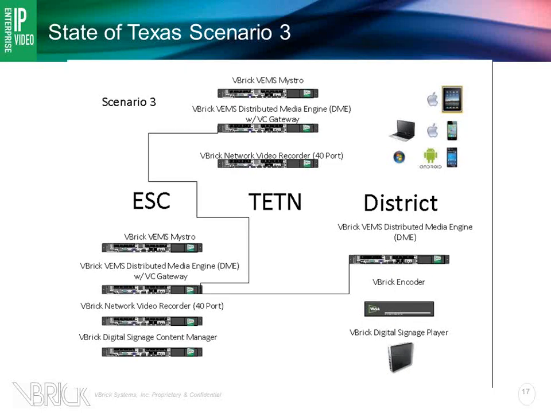And then one more scenario, scenario 3 here that I'll call it, where TETN has infrastructure and the ESCs have infrastructure, but the VBrick Maestro servers don't know anything about each other. They're independent. They operate independently. The authentication is independent. The management is independent. But we still have the ability to take advantage of the distribution methodology for the distributed media engines by reflecting the content from DME to DME to DME.